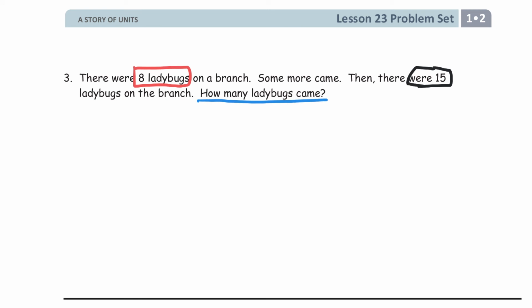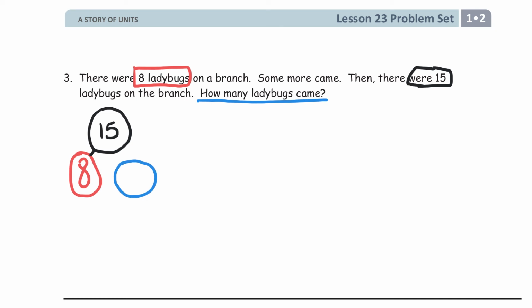Let's draw that out in a number bond so we can clearly see the parts that we have. So we have 15 as our total, and one of the parts is 8. So let's put that down as a part. And then our second part is what we don't know. How many joined to make that a 15? If some more ladybugs came or joined them, that tells me that we're going to be adding. If they left and went away, well, that would be subtracting. But in this case, they joined them. So there's going to be more in the end. So we're going to have an addition problem here.